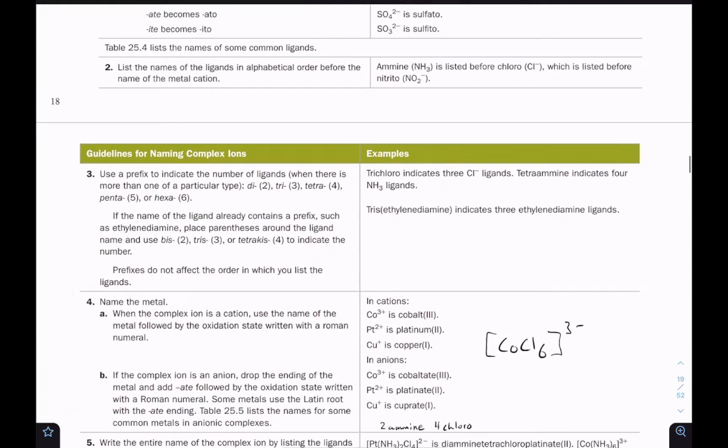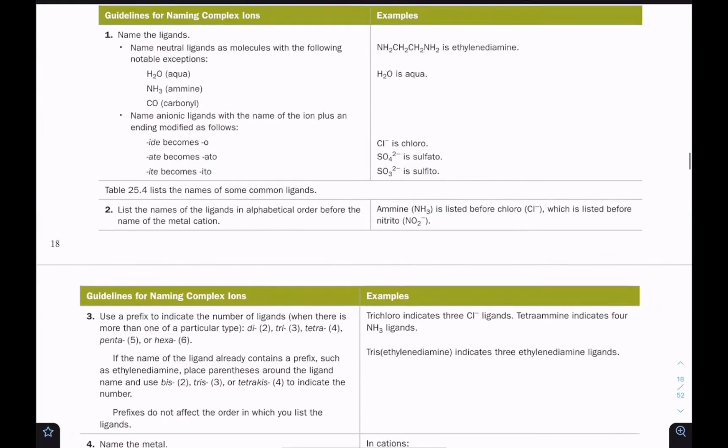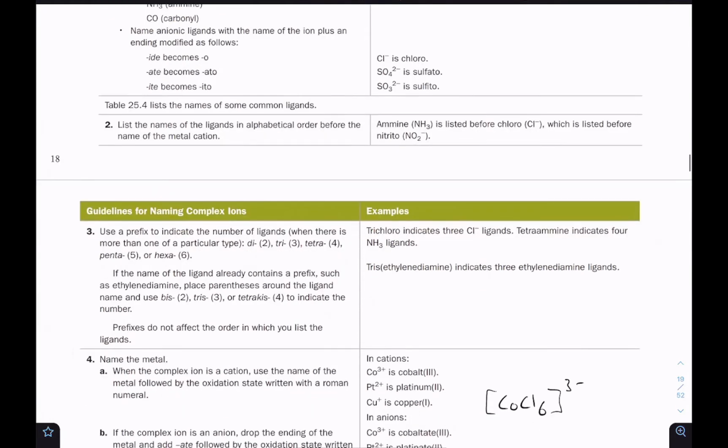After you've gotten those special names for the ligands and listed those out, then you use prefixes to indicate how many of each type of ligand there is. For most ligands, those are just like molecular compounds: di, tri, tetra, penta, hexa. We're not going to do any coordination compounds with coordination numbers larger than 6, so hexa is the largest that you'll need.